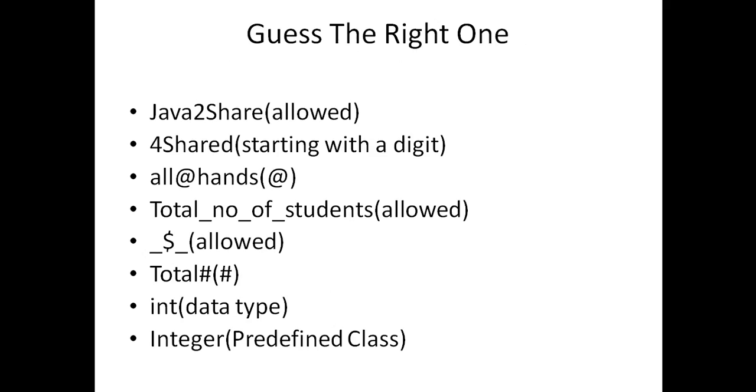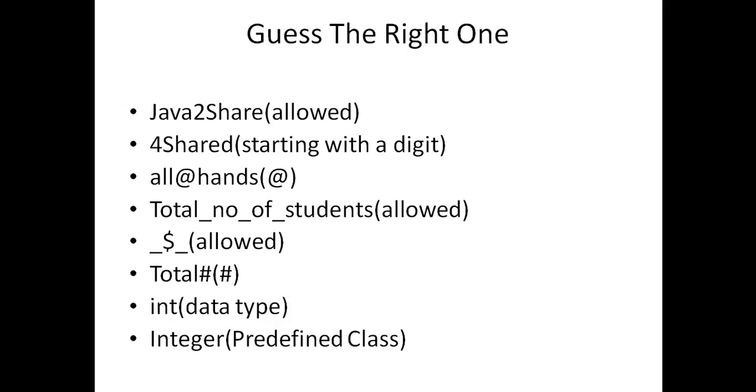The first one is absolutely fine. The second one has a problem because it is starting with a digit. The third one also has a problem because it contains a special character, the at sign. Total_number_of_students contains only underscores, so it's absolutely fine. Then underscore and dollar sign, this is also a valid identifier. Total hash is not allowed inside an identifier name, so this will throw an error.